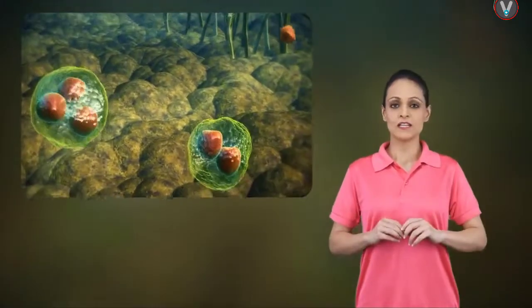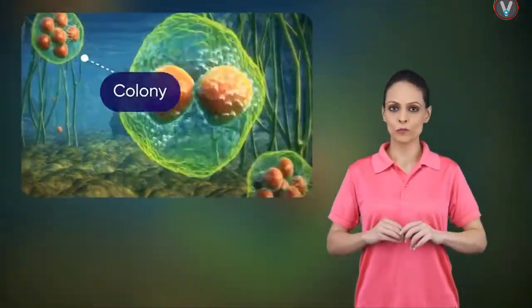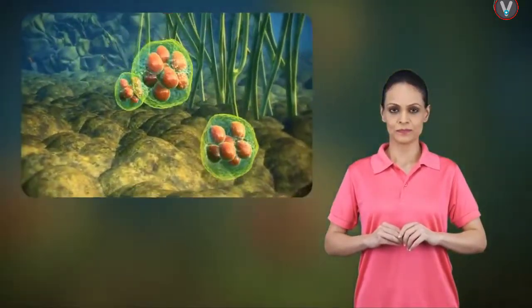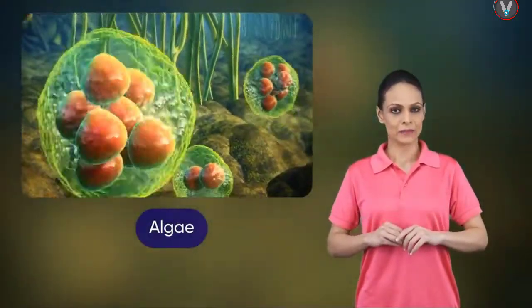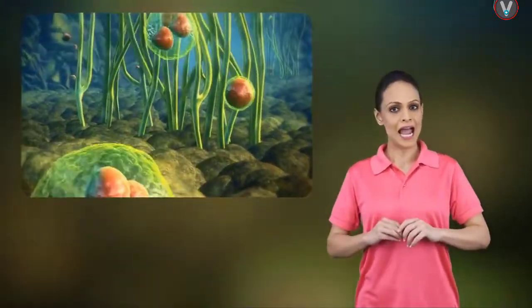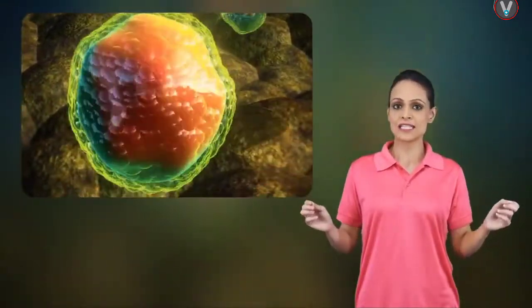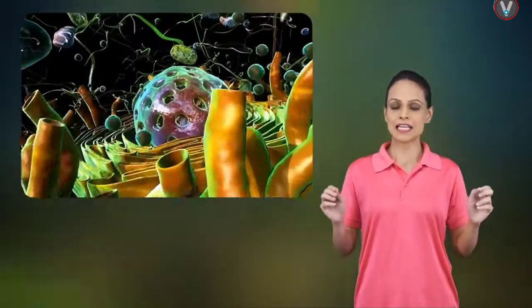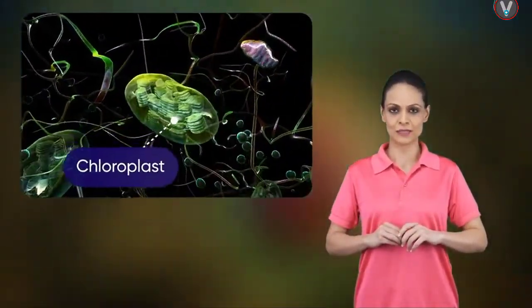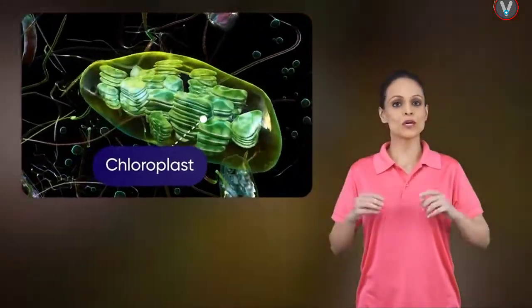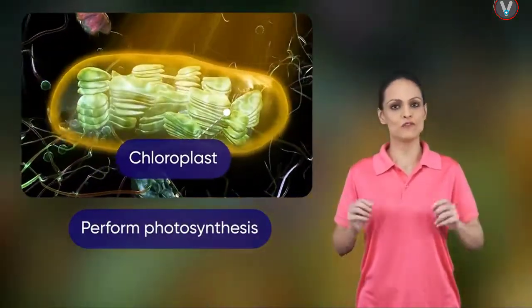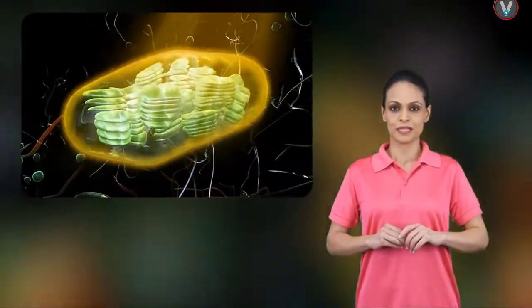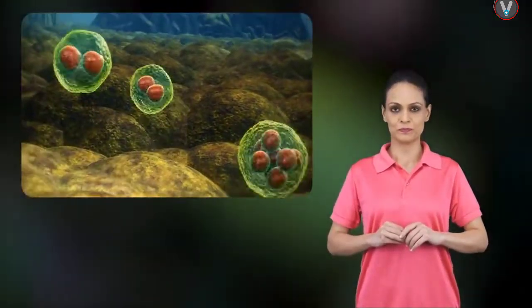We also observe some green spherical cells, some of which are single, some in pairs, while others form groups called colonies. These are algae. A closer look at an algal cell shows that it possesses numerous green pigments containing structures called chloroplasts. These help them to absorb sunlight and facilitate photosynthesis. These green algae are the producers in the aquatic ecosystem.